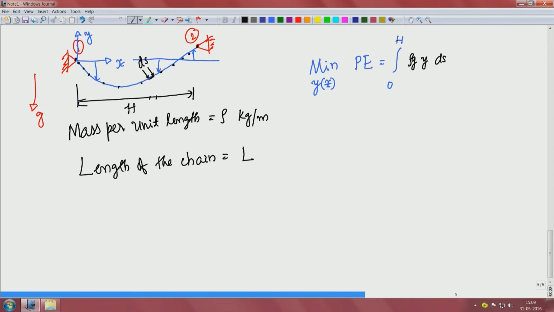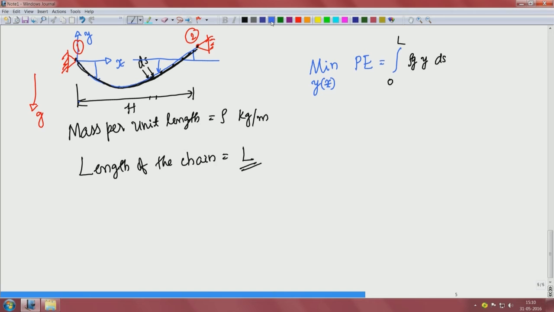Right now it is not, let us say, 0 to h. We have to do it over the entire length of the chain that is given to us, that is 0 to L, because L is the length of the chain. We have to go along from here all the way there by taking small pieces of ds everywhere. That is the objective function that we have.